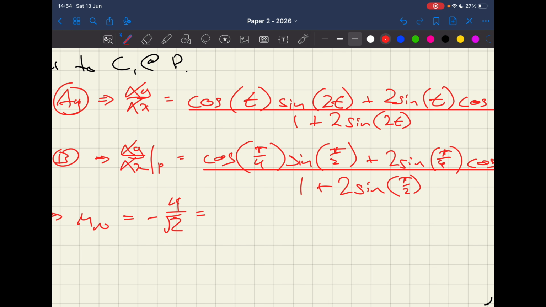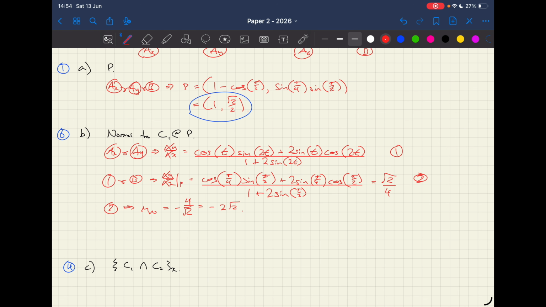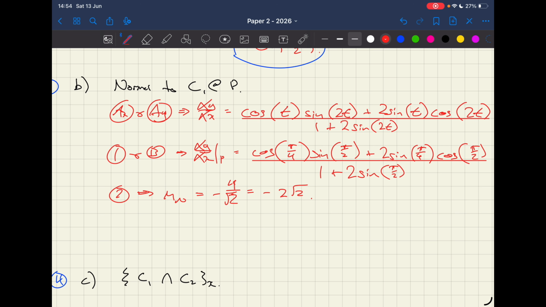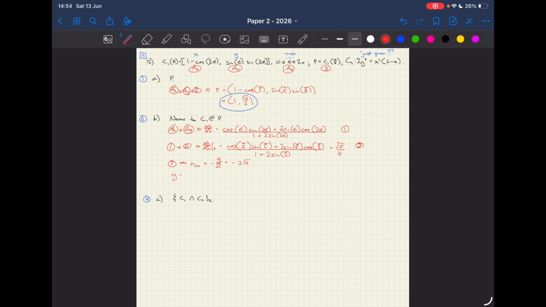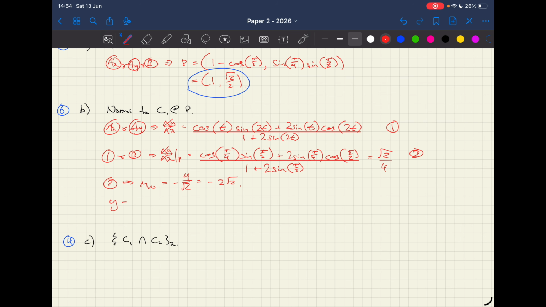So times the bottom by root 2, we'll have 4 root 2 on the top. We'll have a 2 on the bottom, so it's 2 root 2 altogether. So that's the normal gradient to that thing. We then want to find the equation of the line. So y minus y1, which is given to us as point P above, which is root 2 on 2. And that's going to equal m, so minus 2 root 2, lots of x minus 1.